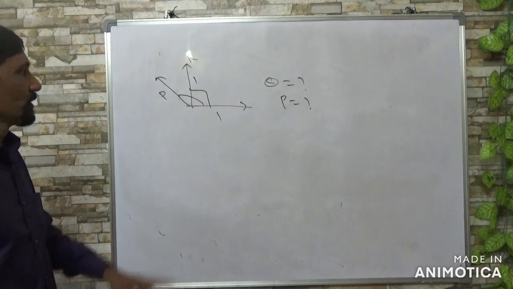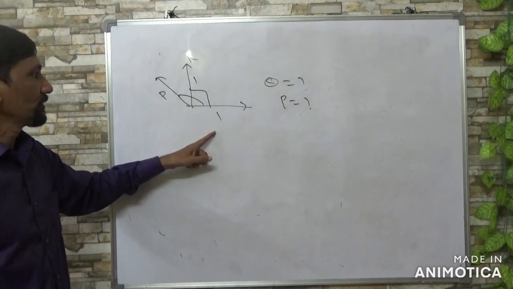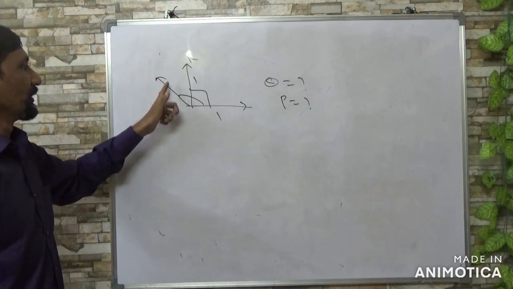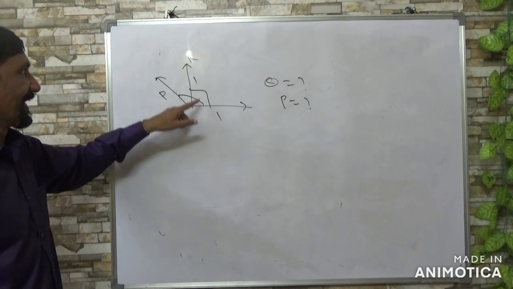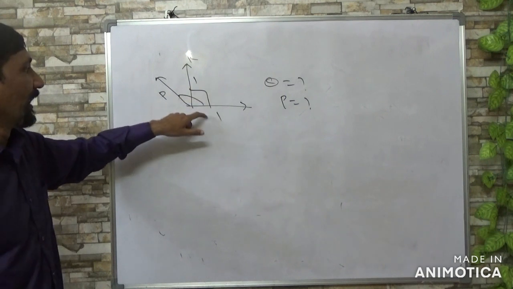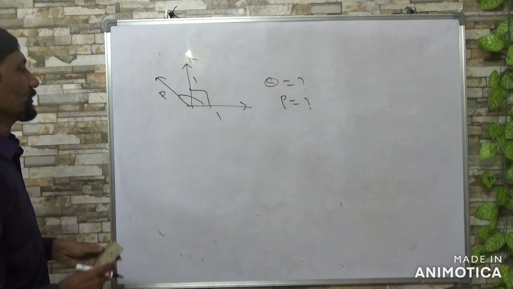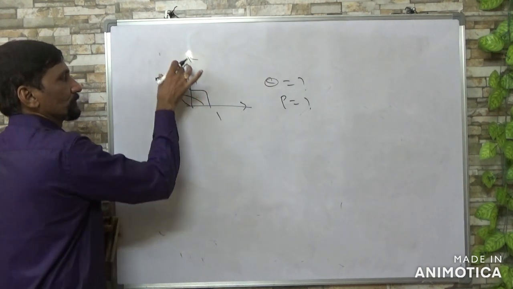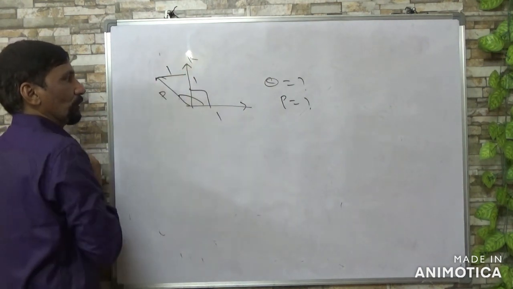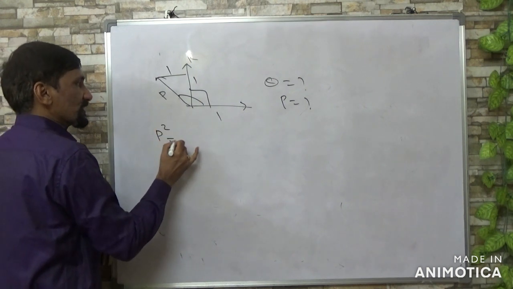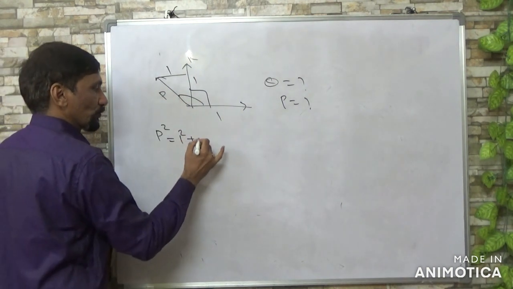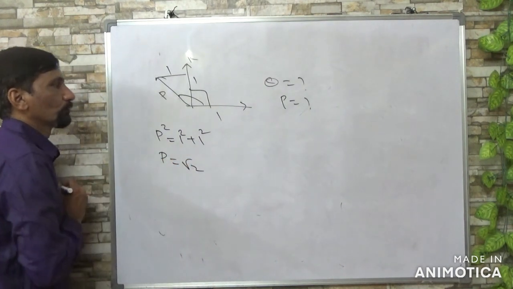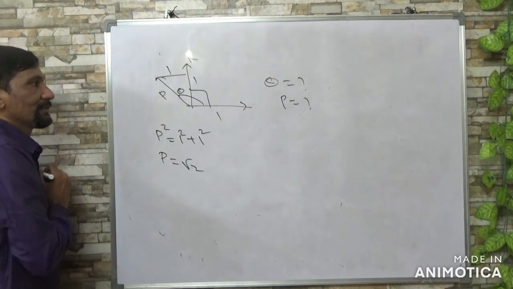So what is your question? You are given two vectors of magnitudes 1 and P inclined at some angle. They said the resultant magnitude is 1 and perpendicular to 1. So the same magnitude you can take here, this is also 1. Then P square will become 1 square plus 1 square, so P becomes root 2. So this is angle theta.